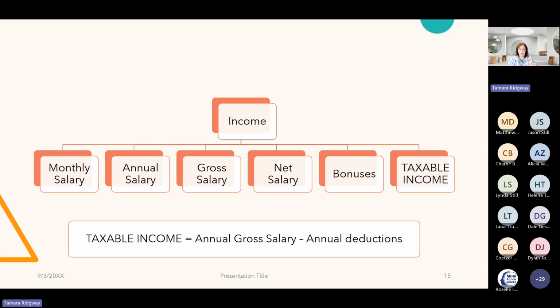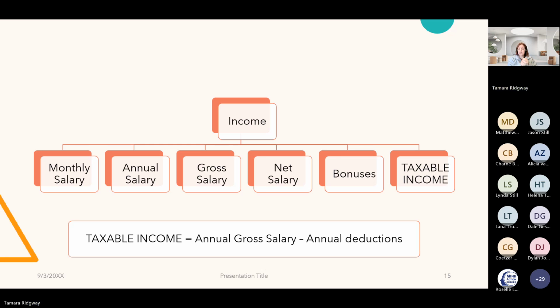Because these are fairly straightforward, I think any teacher teaching at a grade 11 or 12 level can elaborate on these. With bonuses, the only thing I would go into more is that it can be a 13th cheque, or a bonus in a different form, and that it gets added on to your 12 months of salary. So any 13th cheque, any bonus that does come along, is part of your annual income.